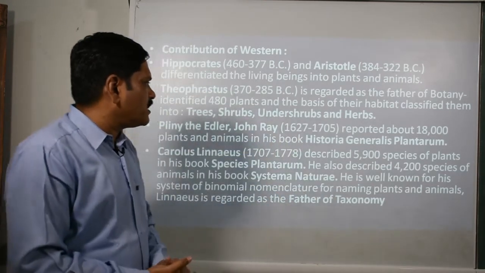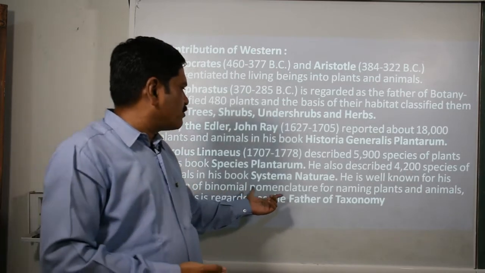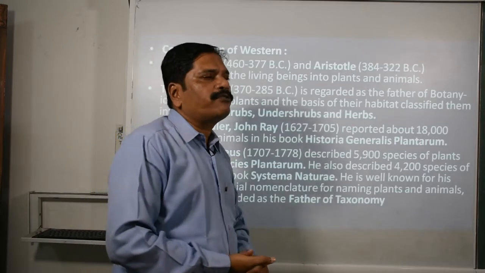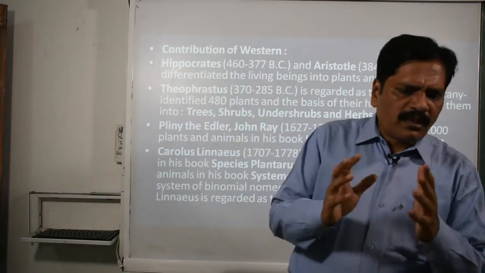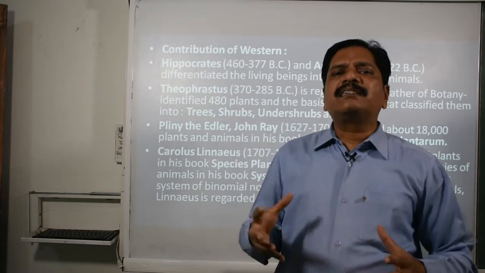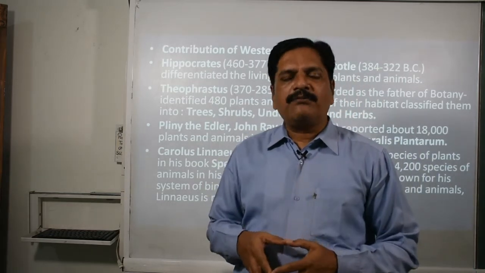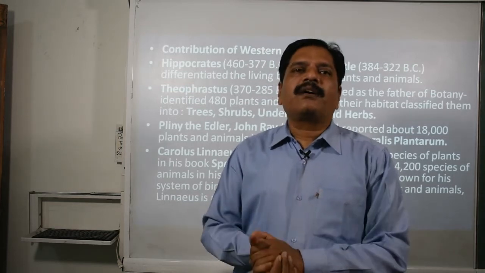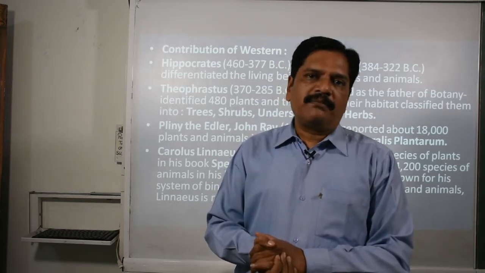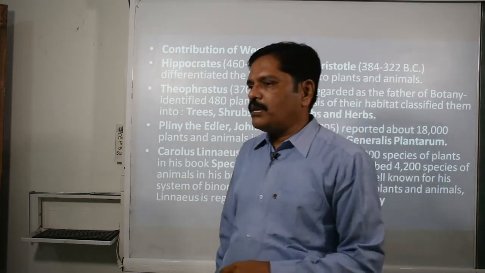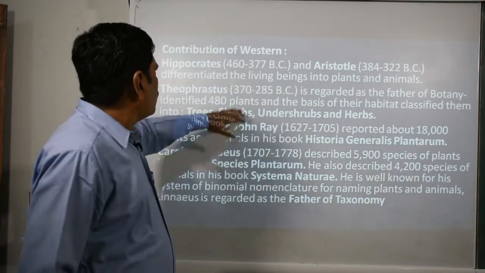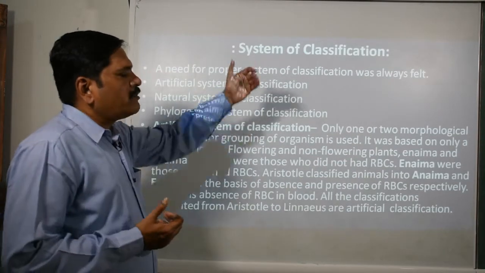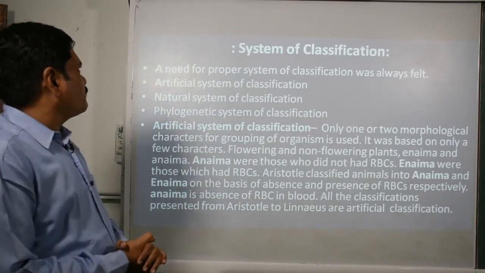He is well known for his system of binomial nomenclature for naming plants and animals, and he is also regarded as the father of taxonomy because both parts are very well considered by Linnaeus: one is nomenclature and the second is classification. So that's why Carolus Linnaeus is named the father of taxonomy. So just remember this contribution of the Indian and Western scientists. Clear? Now here we are talking about the system of classification.